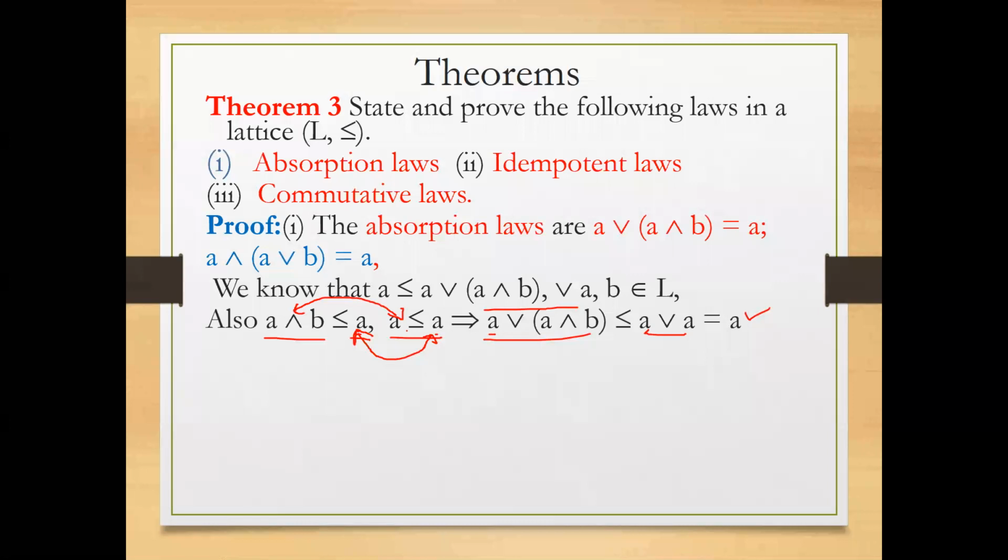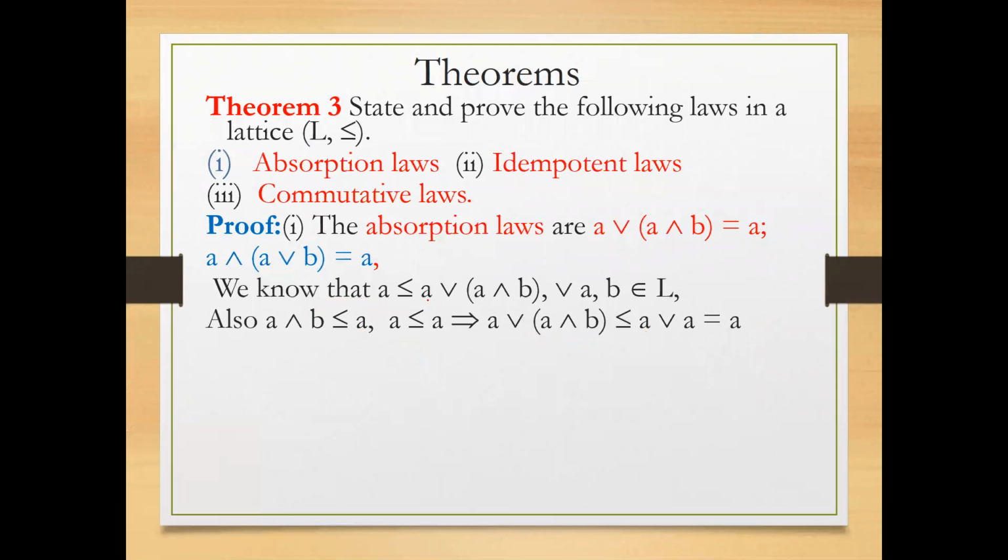So you can see now from these two relations, A is less than or equal to A join A meet B, and A join A meet B is less than or equal to A. You can see here both are less than or equal to each other, and we know that in a lattice there is a partial order relation. So the less than or equal to relation is a partial order relation, that means it is antisymmetric. So both are equal: A is equal to A join A meet B.